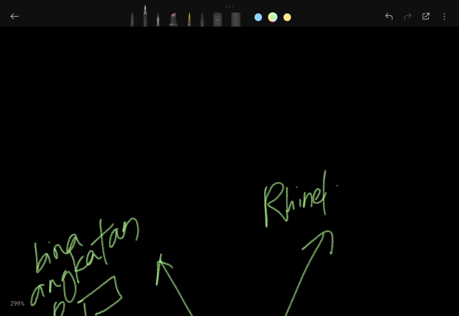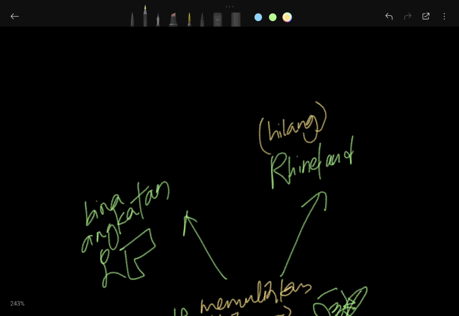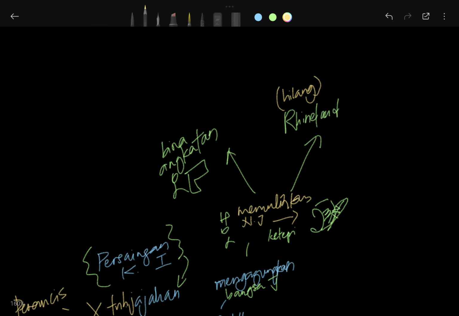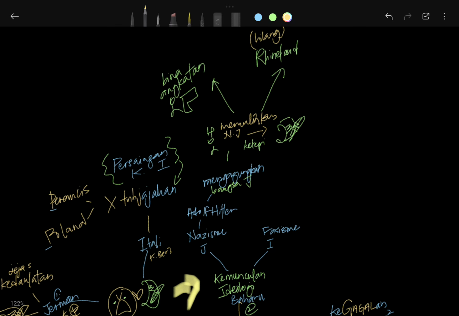meaning that Rhineland is one part, well, used to be one part of Germany, tanah jajahan, but they took it back because this was wilayahnya yang hilang, that they lost during the Perjanjian Versailles. So they're like, I'm taking my land back, okay? So that is what's going on for the Nazism.